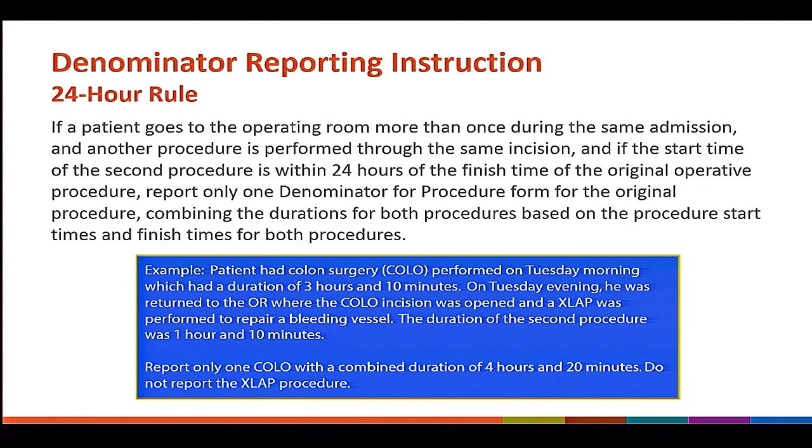So for example, if your patient has a colo surgery performed on Tuesday morning and the duration was 3 hours and 10 minutes, and then on Tuesday evening, he returned to the OR for an X-lap to control a bleed, and the duration for the second procedure was 1 hour and 10 minutes, you will report one denominator procedure form for the colon procedure, and you would combine the durations and report a duration of 4 hours and 20 minutes, and you would not report the X-lap procedure.